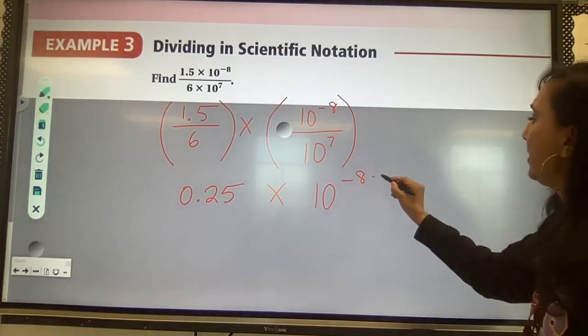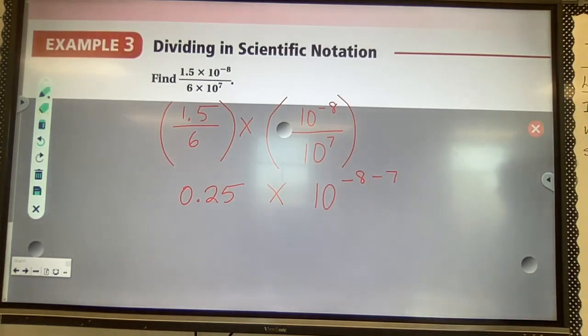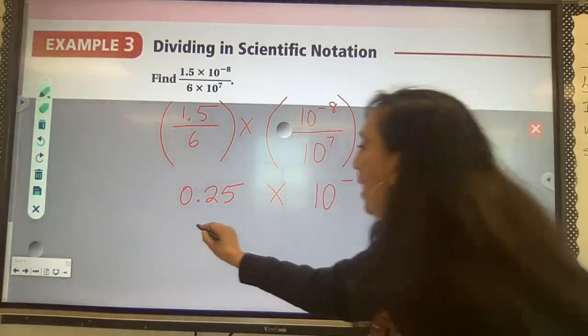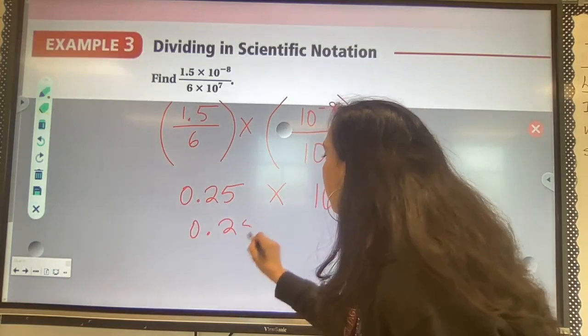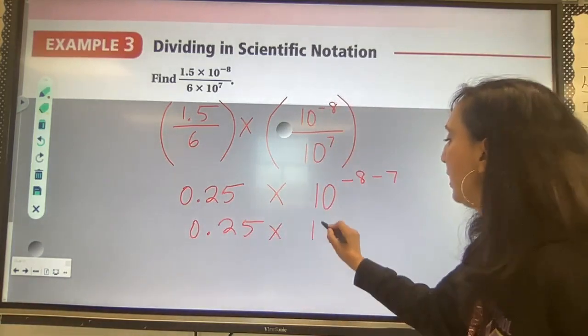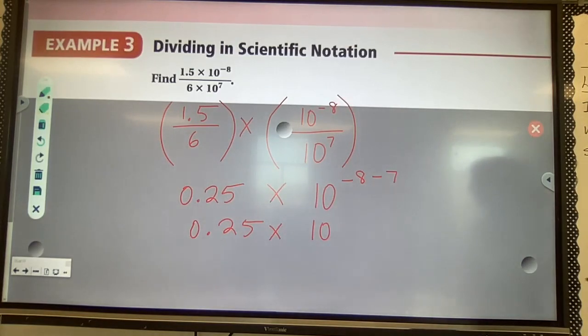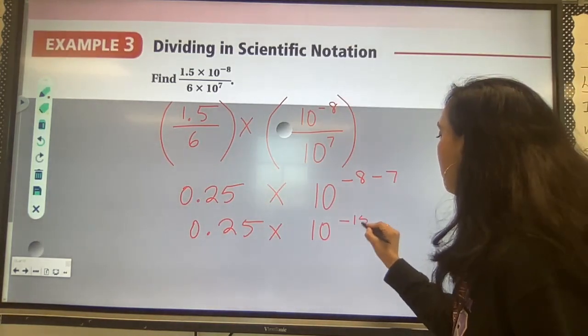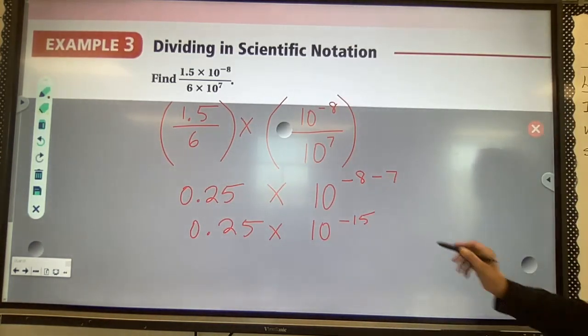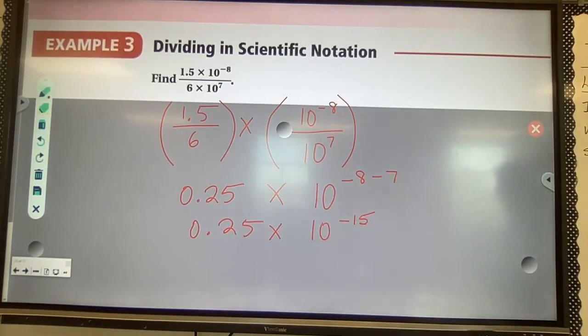Okay. Minus 7. So I'm using the quotient of powers property over here. So when I do this, I'm going to get 2,500 times 10 to the, same signs, so I'm going to add them, and I get -15, because 8 plus 7 is 15, and the sign in the front is the negative sign.